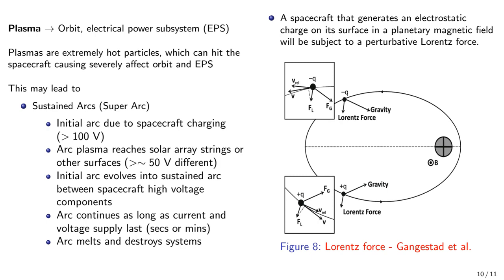Okay, and that will happen between spacecraft high voltage components. Then this arc continues, so long as you have current and voltage supply. Okay, remember that's your plasma, and then this arc melts, and then it completely destroys your system. Just think about that huge effect on the electrical power subsystems in your spacecraft. So that's a major one, and I would like anyone who's telling us about plasma to try to tell us a bit more.